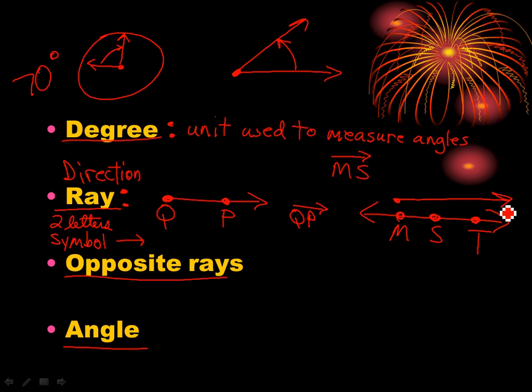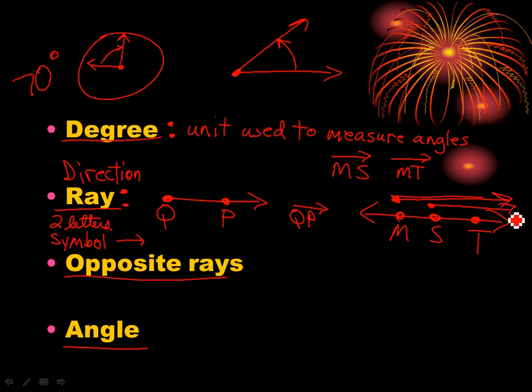Now, somebody else, Allison was saying, no, that's not right. Maybe she was going to say ray MT. Would ray MT be a different ray than MS? No, it starts at the same spot. Now, would ray ST be a different ray? Yes, because it starts at a different place.